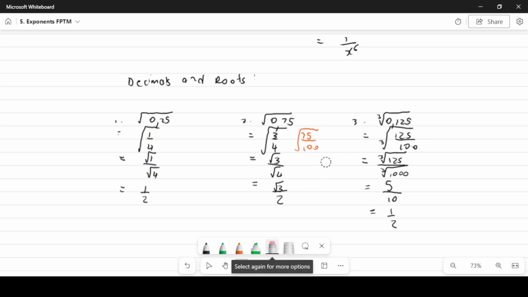Different perspectives. I'm just teaching you across the board. If you didn't understand this, how do you apply yourself differently? The same with 25 over 100. I could have taken the square root like this: the square root of 25 over the square root of 100, which will give you 5 over 10, which is half. Same answer. Two different ways, same answer.